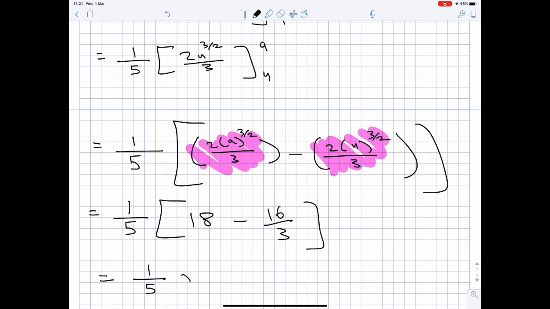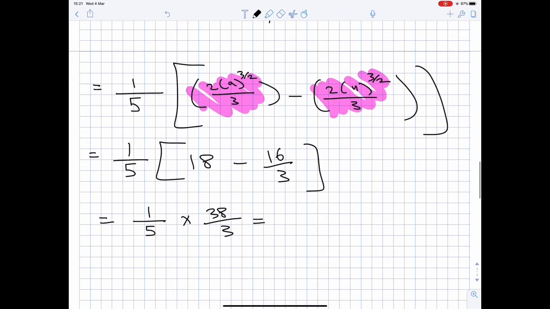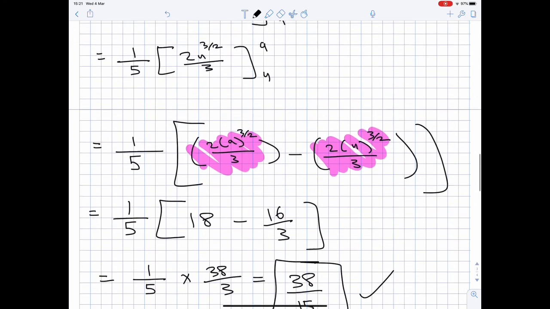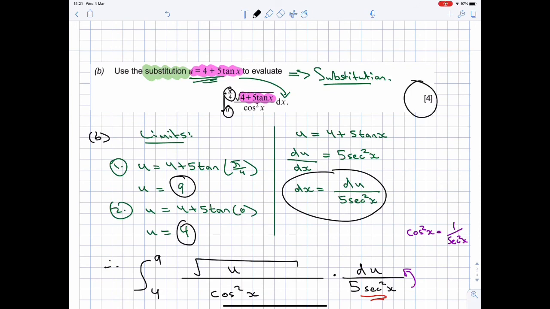So you've got 1/5 times 38 over 3. And then we're going to times that by 1 over 5 to get our final answer of 38 over 15, which I'm just going to leave as a fraction. And to get that answer, we will get 4 marks. So just to go back up to this question, this is 4 marks.